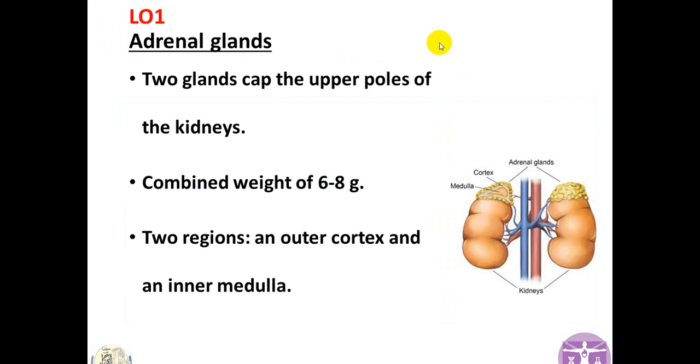Now let's talk about the other gland, that is the adrenal glands. In fact, there are two glands, and they cap the upper poles of the kidneys, as you can see here. So they are small glands located just above the upper pole of both kidneys and just below the diaphragm. The weight of these glands is around 6 to 8 grams, and they are slightly smaller in females than in males for unknown reason. And there are two regions in each adrenal gland, an outer region called the cortex and an inner region called the medulla.